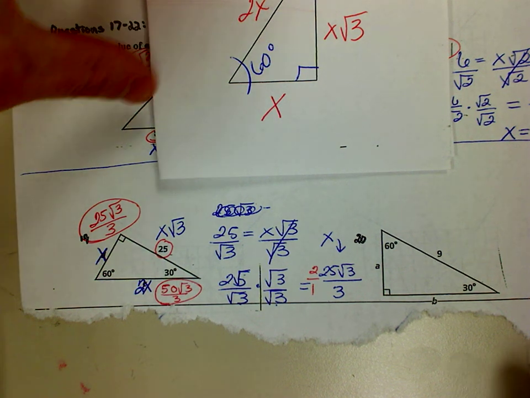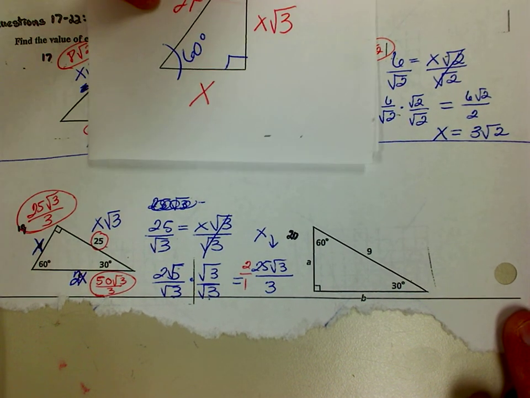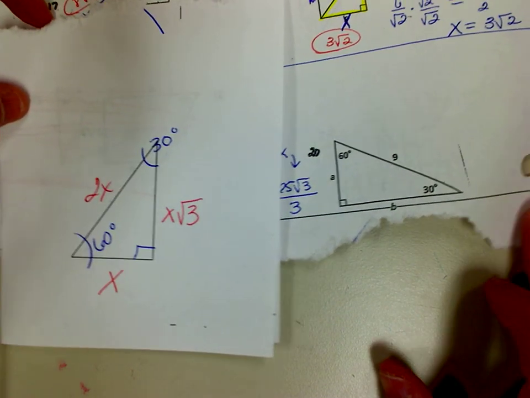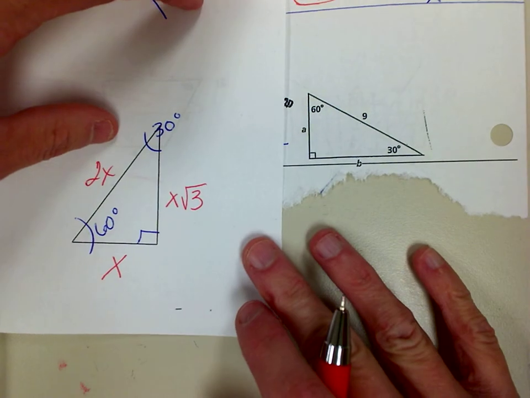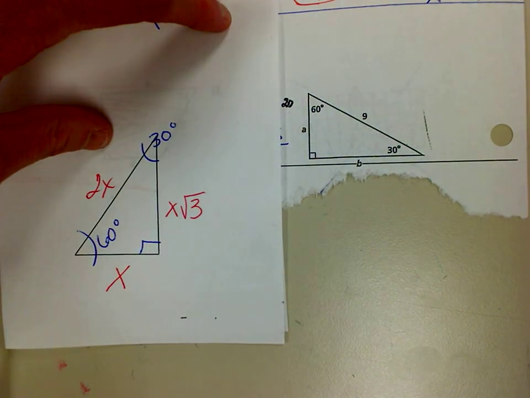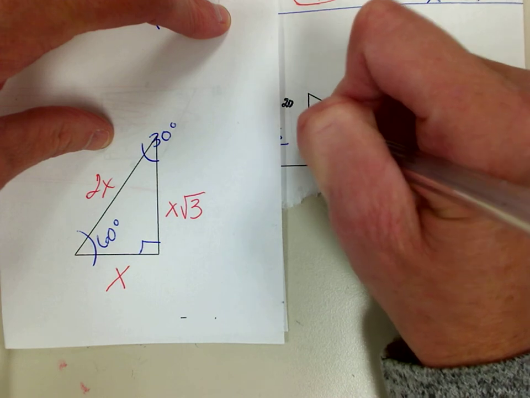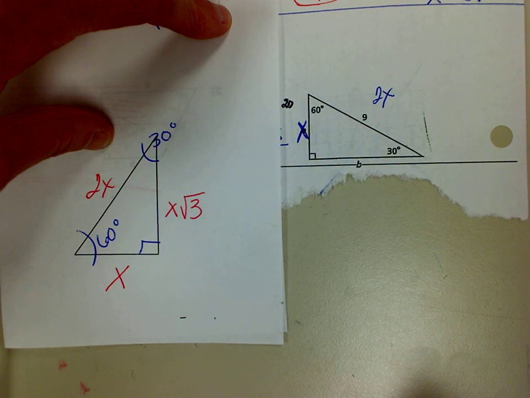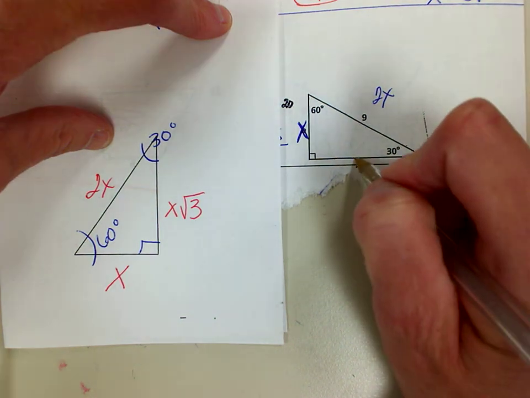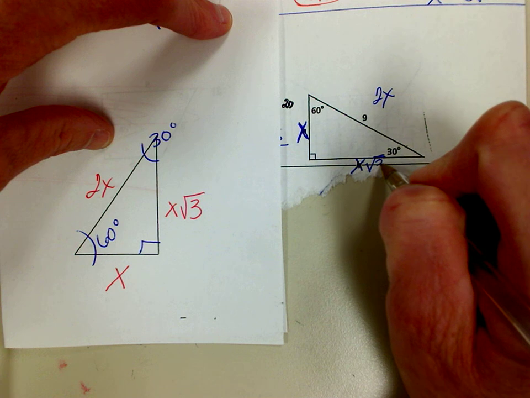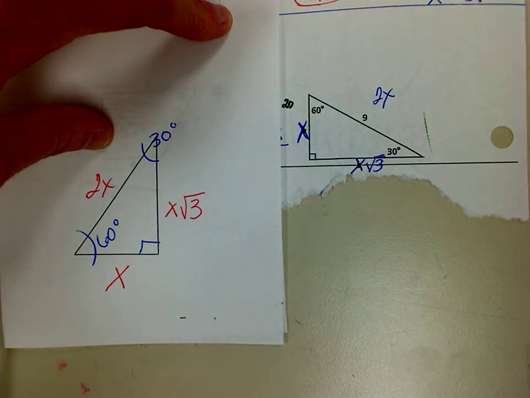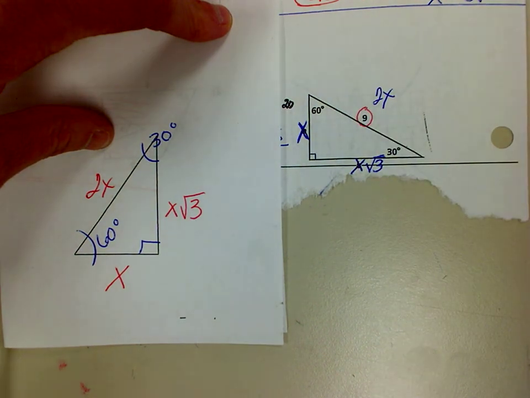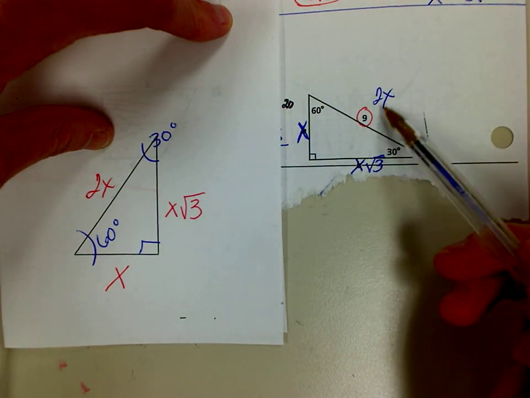All right, last one is number 20. Okay, so first I want to label my triangle. Right across from 30 is x. Right across from 90 is 2x. And then right across from 60 is x square root of 3. All right, so I do not know what x is. It's not labeled. This side's labeled though, which is 9. Therefore, I'm going to set these two things equal to each other.